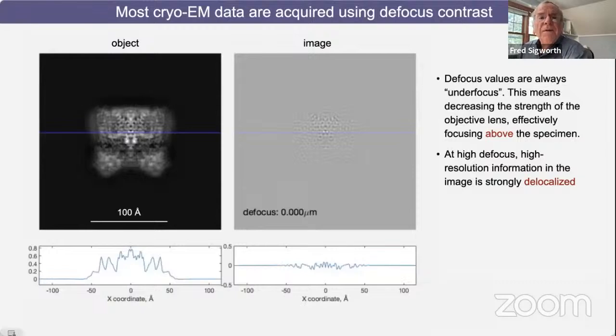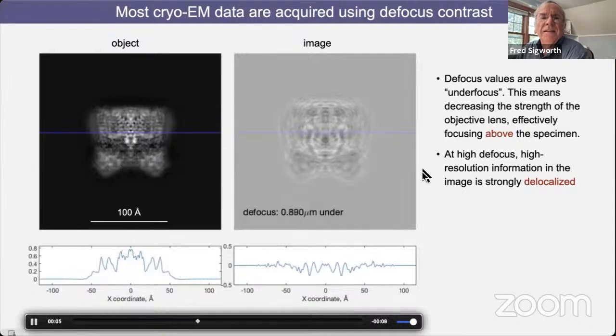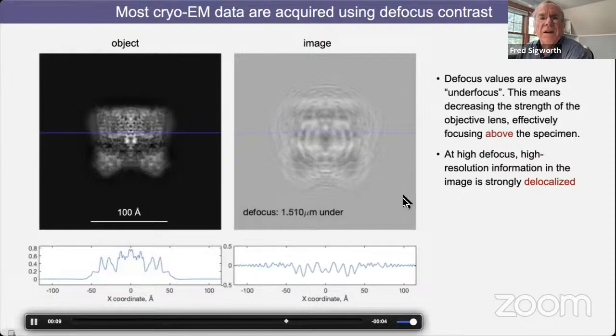So what we do is we defocus the microscope in order to see our object. As we change the amount of defocus, we get different looking representations of our original object.